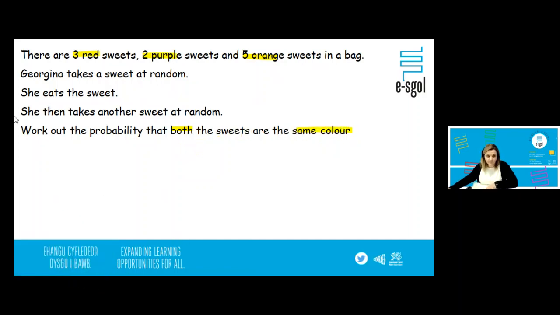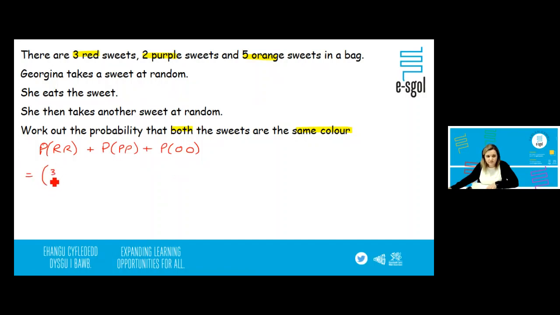So the same colour options are, we could have them both being red, or, remember, or means add in probability, probability of them both being purple. Don't get your P's mixed up here. You could write the word probability if you prefer. And then the probability of them both being orange. So there's 3 sections to do for this question.